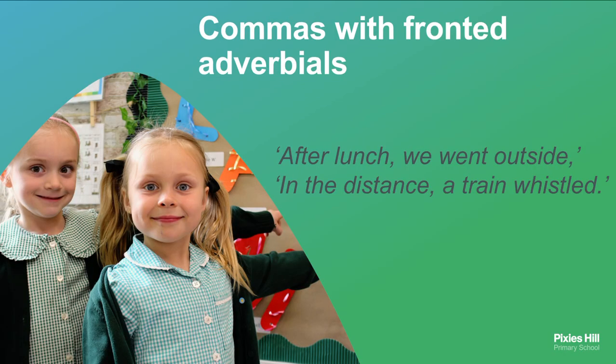Now let's focus on commas with fronted adverbials, which is another skill that is taught from Year 4 onwards. Fronted adverbials are words or phrases that tell us how, when, or where something happens. They appear at the start of the sentence. Wherever we use a fronted adverbial, we follow it with a comma to show that the introductory information has finished. For example, after lunch, we went outside, or in the distance, a train whistled. The comma helps to separate the adverbial from the main part of the sentence, making it easier to read.